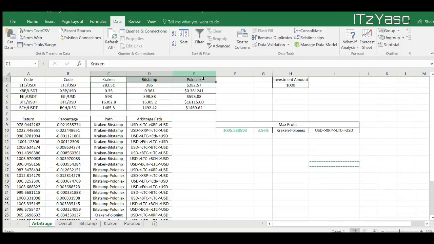So the technique here uses 3 different exchanges: Kraken, Bitstamp, and Poloniex. And within each of these 3 exchanges, we have Litecoin, Ripple, Ethereum, Bitcoin, and Bitcoin Cash that we can transact. Each of these prices are the different unit prices or coin conversion prices to US dollar. You can see between the 3 different exchanges, the exchange rate or unit price is different, and the goal is to capitalize on that difference and generate profit.